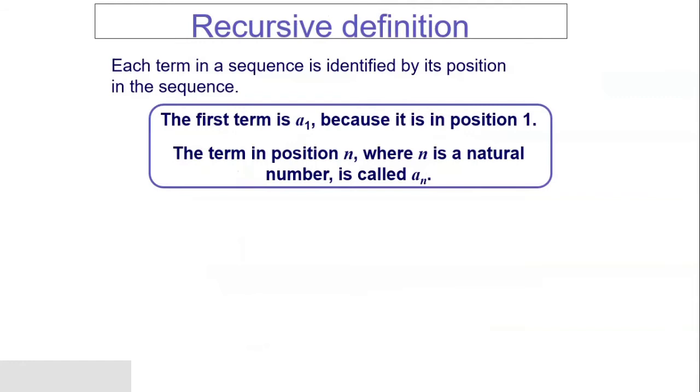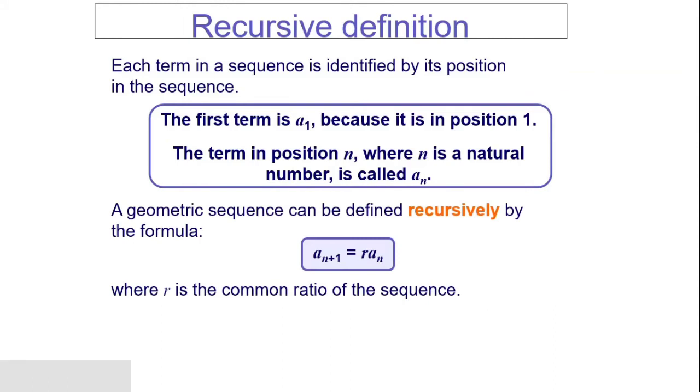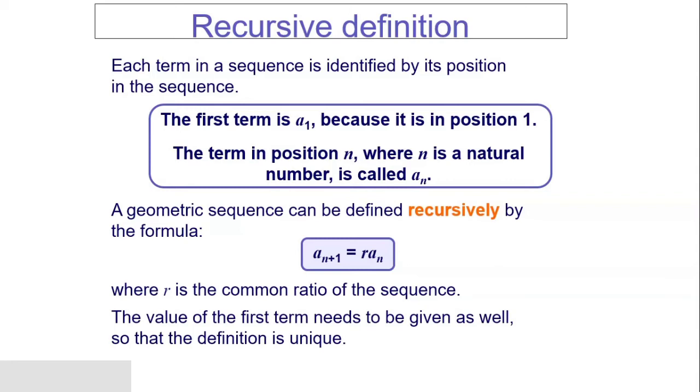The recursive definition of geometric sequence. Each term in a sequence is identified by its position in the sequence. The first term is A1 because it is in position 1. The term in position n, where n is a natural number, is called An. A geometric sequence can be defined recursively by the formula An plus 1 is equal to R An, where R is the common ratio of the sequence. And the value of the first term needs to be given as well so that the definition is unique. So we have to take note that the first term should be given so that our geometric sequence is unique.